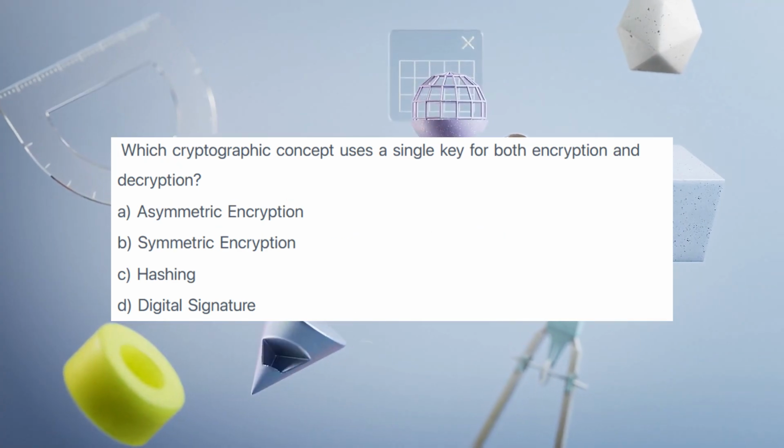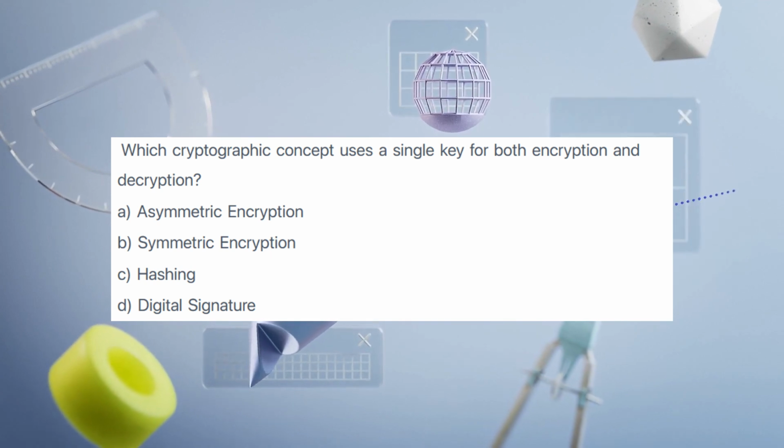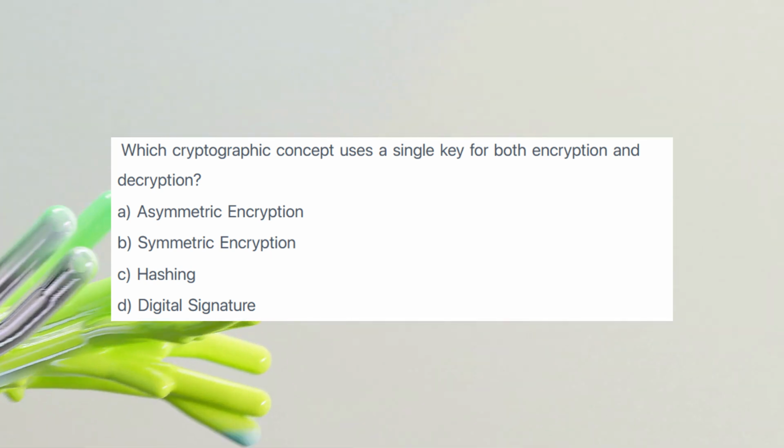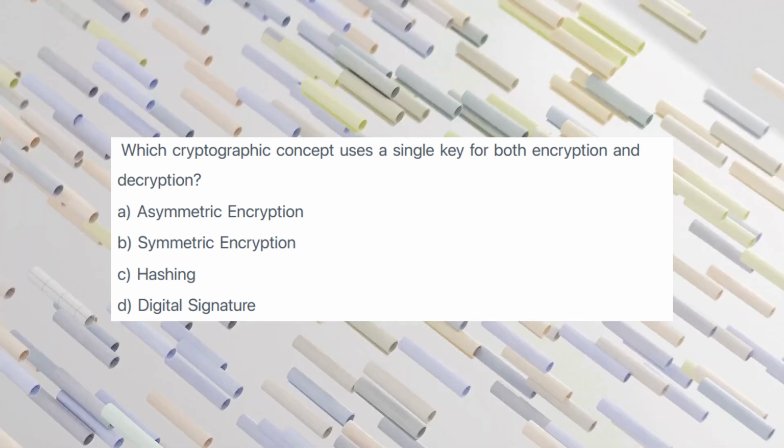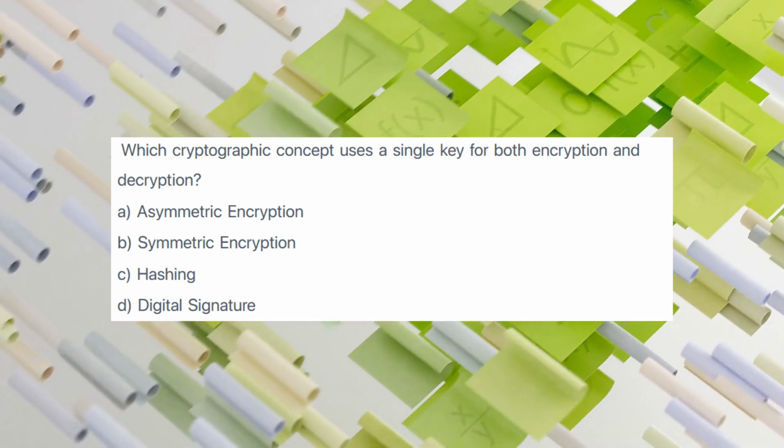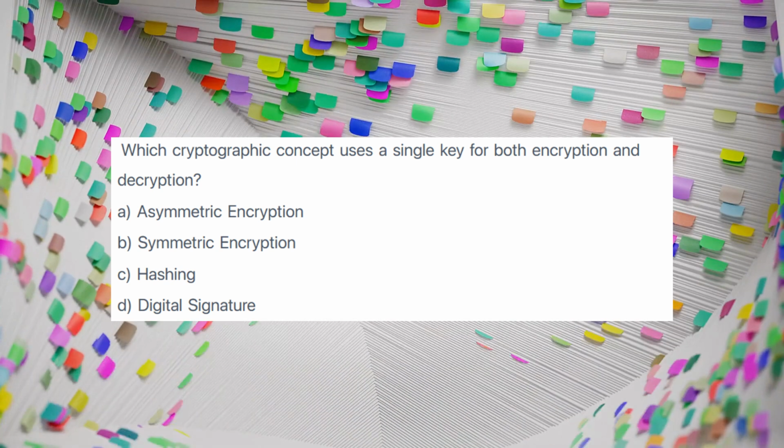Which cryptographic concept uses a single key for both encryption and decryption? A, asymmetric encryption. B, symmetric encryption. C, hashing. D, digital signature. Take a moment to think.